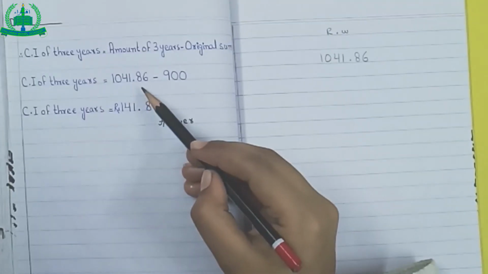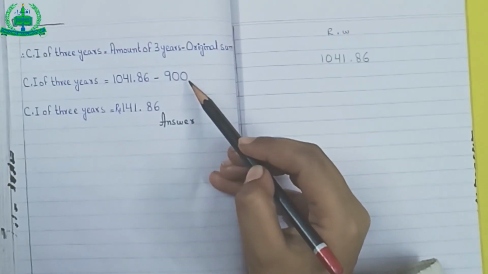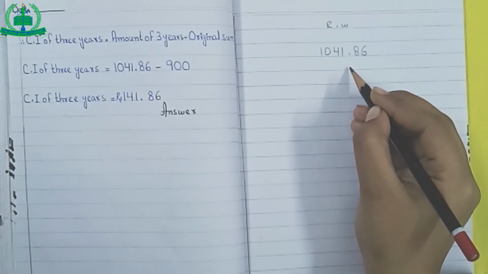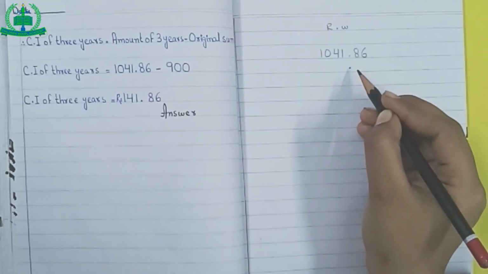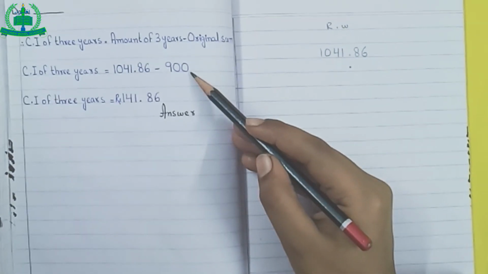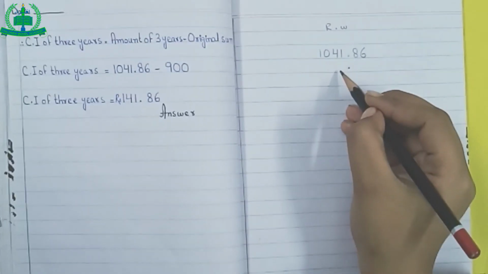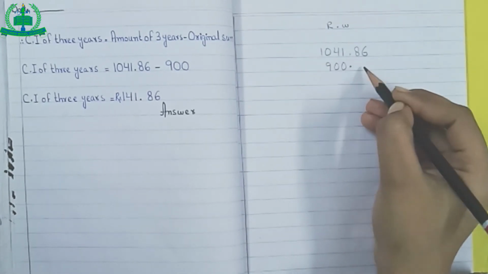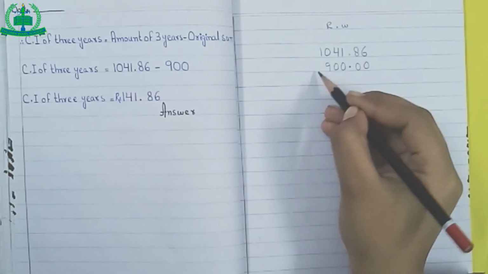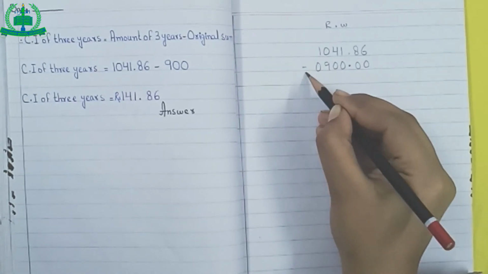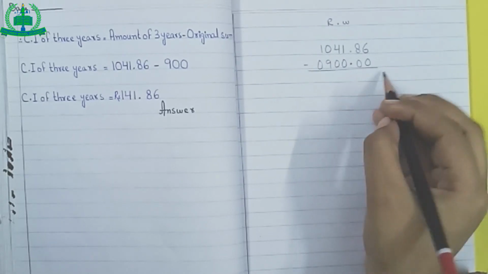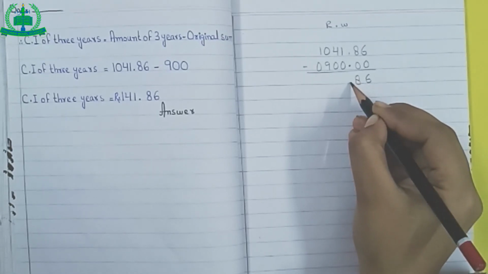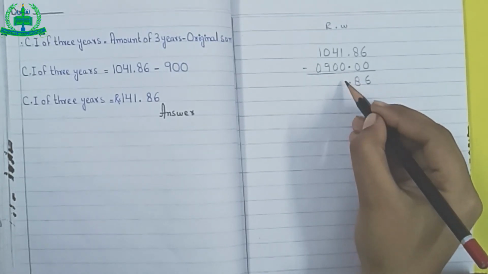1041.86. In this expression, the first value has a decimal, but the other value is without decimal. When we do addition and subtraction, we make sure that we write decimal under the decimal. When there is no decimal with the value, according to the rule, we put decimal after unit value. 900. We put 0 to balance digits. Minus. 6 minus 0, 6. 8 minus 0, 8. We write decimal under the decimal.